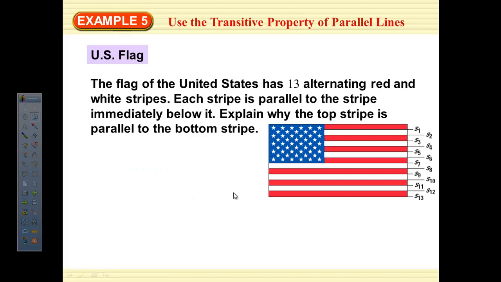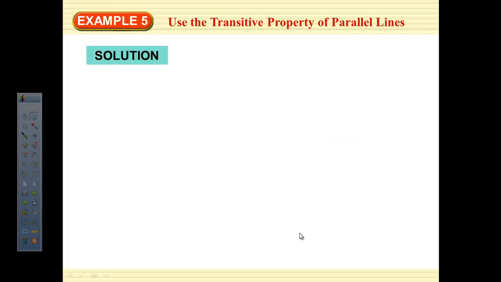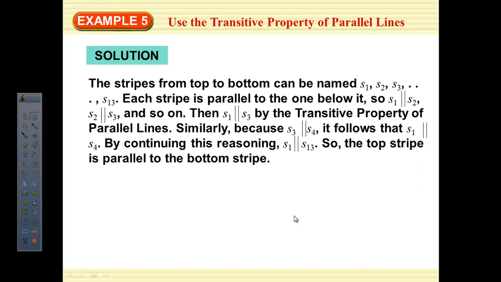Alright, for this next one, all we're doing is trying to see, is this top stripe parallel to the bottom stripe? Now, we know that the first stripe is parallel to the second stripe, the second to the third, the third to the fourth, etc., all the way down. So if all of these lines in between are parallel, then the first and the last are also going to be parallel. I think it's called the transitive property of parallel lines. So in other words, 1 and 2 are parallel, 2 and 3, etc., all the way down, so we can state that 1 and 13 are also parallel.